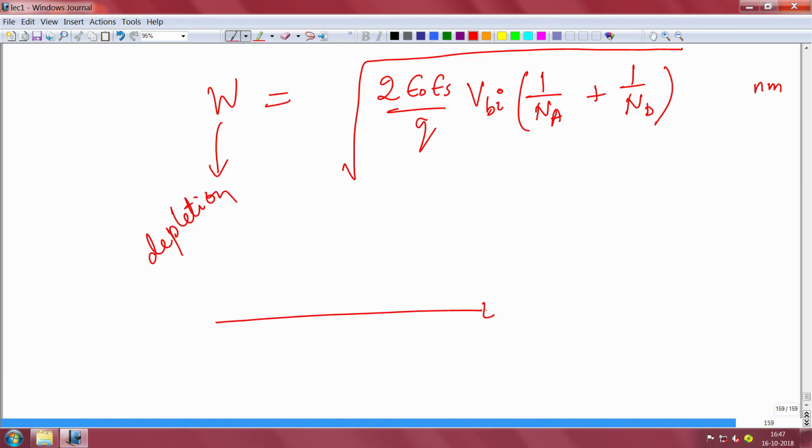Let me draw a p-n junction again. This is your Fermi level, this is your conduction band, this is your valence band.